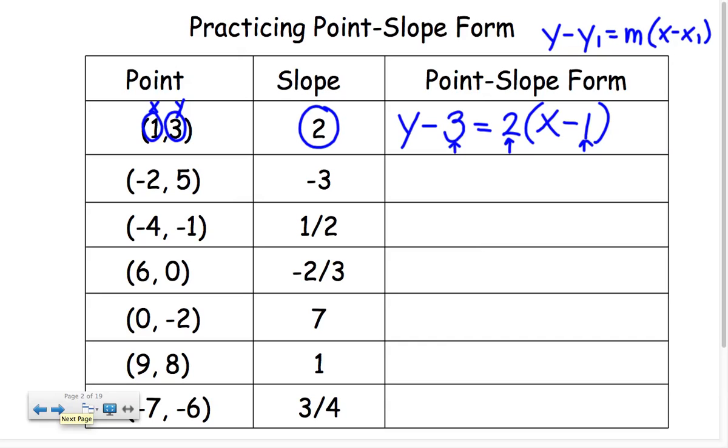Let's try the next one. Y minus, this time my y coordinate is 5, equals my slope, which is negative 3, times x minus, now this time my x coordinate is a negative. So I have to do x minus a negative 2, which means that I need to change that into a superplus.